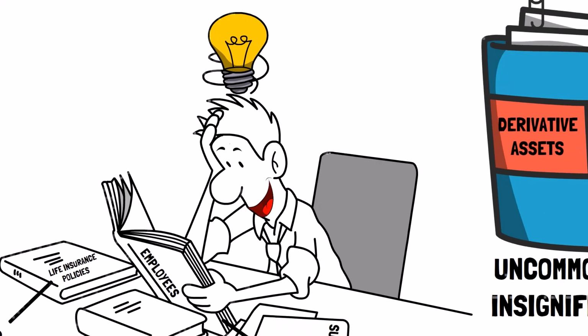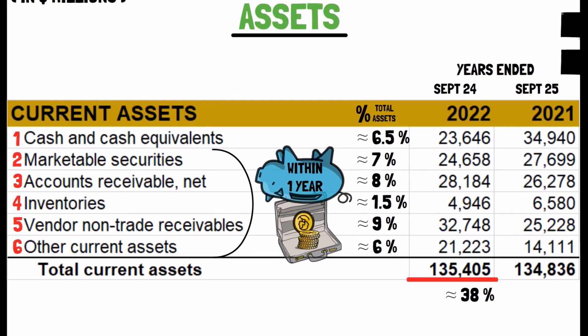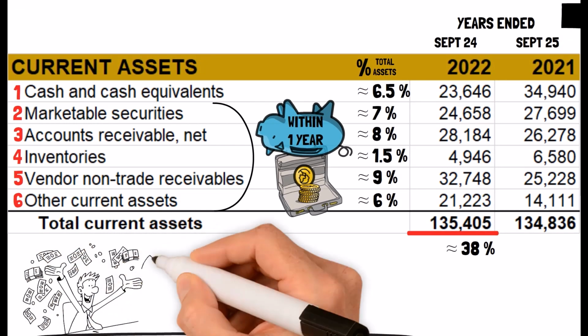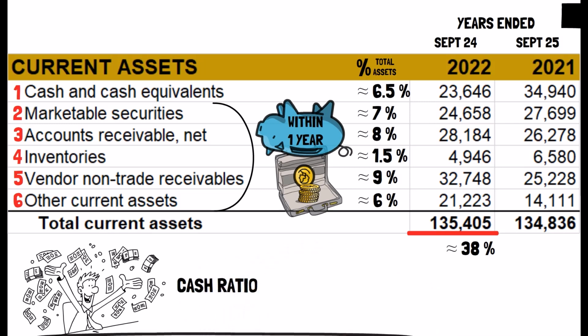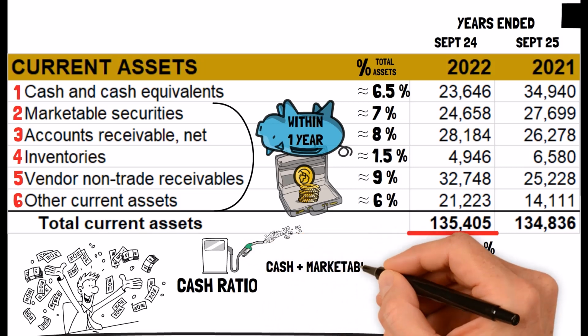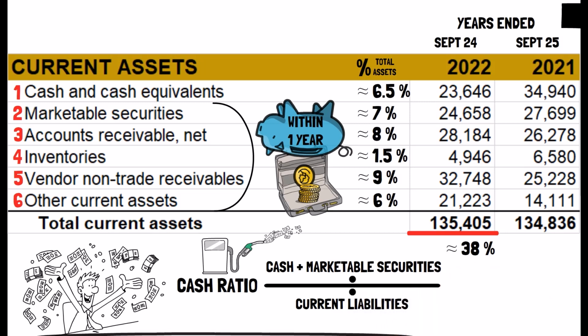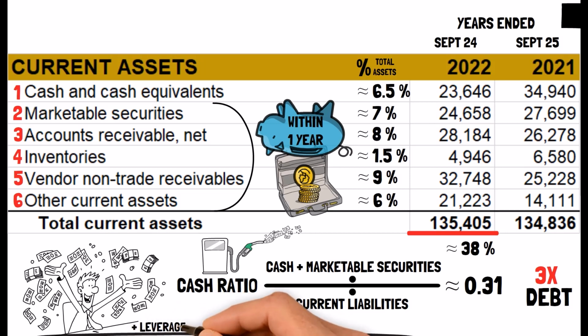The total current assets finally add up to just above $135 billion and 38% of the total assets. Apple's cash ratio, which is a measure of business liquidity, is calculated by dividing the cash plus marketable securities by the current liabilities. It amounts to about 0.31, indicating that there is 3 times more debt than cash and marketable securities. Additionally, adding more leverage increases the efficiency, but also the risk.